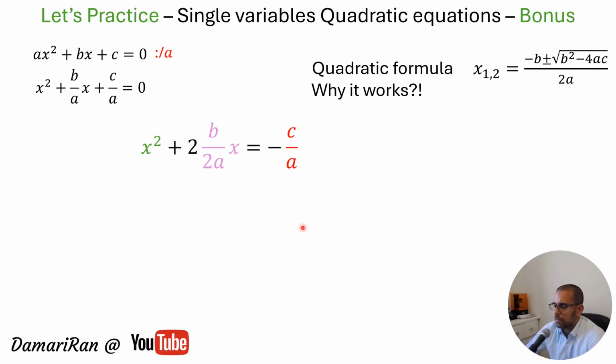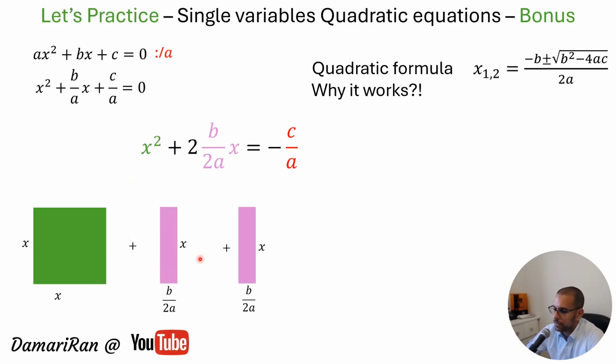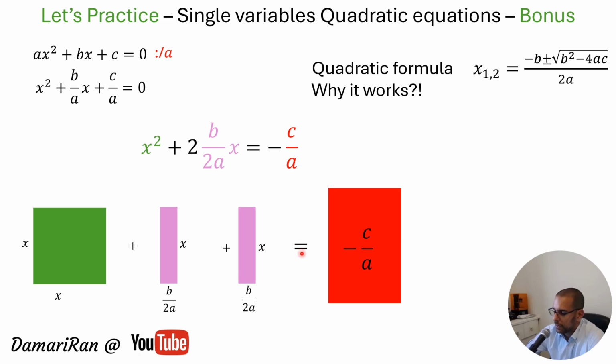This is the 2 that represents that we're going to have this twice. Okay? So let's represent it geometrically. This is the x squared, right? Here we have the 2 rectangles, 1 and 2, represented by these 2 here, which have one line, which is b over 2a, and the other one is x. That gives me the area of this entire purple rectangle, and we have it twice.